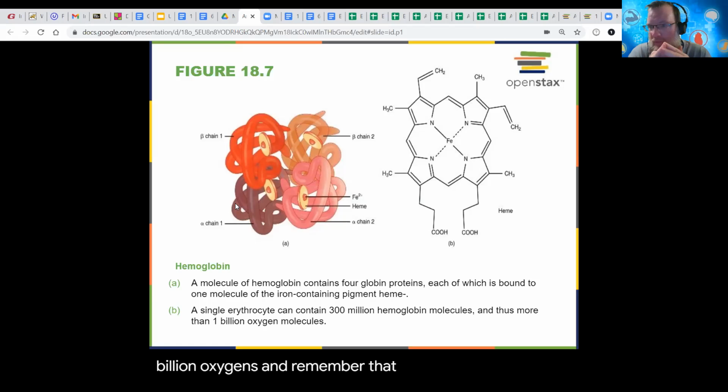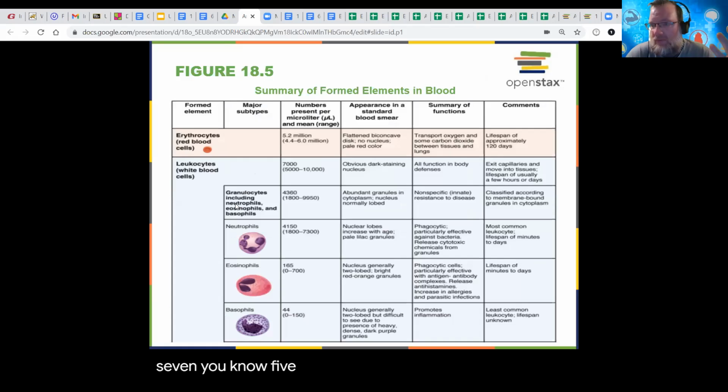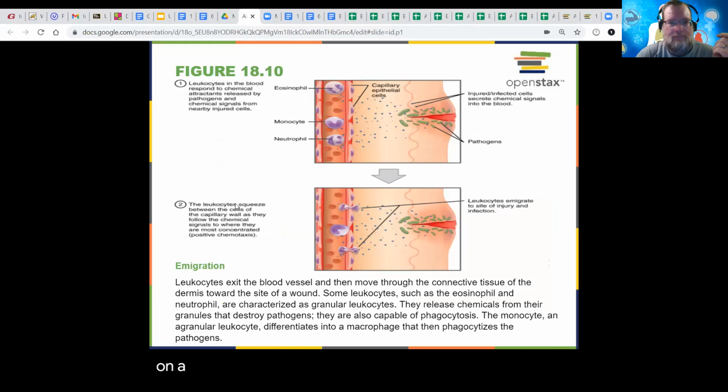And remember, the tip of your finger has 4 to 5 million red blood cells, and each one of those red blood cells is carrying 1 billion oxygen molecules. You think oxygen is pretty tiny? Oh, yeah. You can't even see a red blood cell without a microscope. 1 red blood cell can carry 1 billion oxygens. That's a lot of big numbers, especially on a Tuesday.